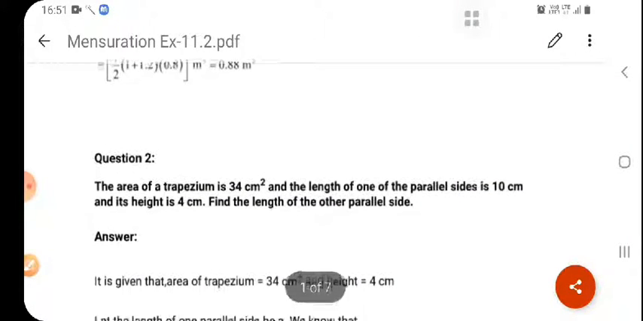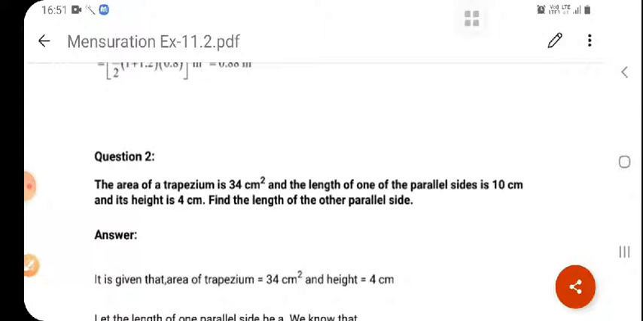Question number 2. The area of a trapezium is given, and the length of one of its parallel sides is given as 10 centimeter and its height is given as 4 centimeter. Find the length of the other parallel side.